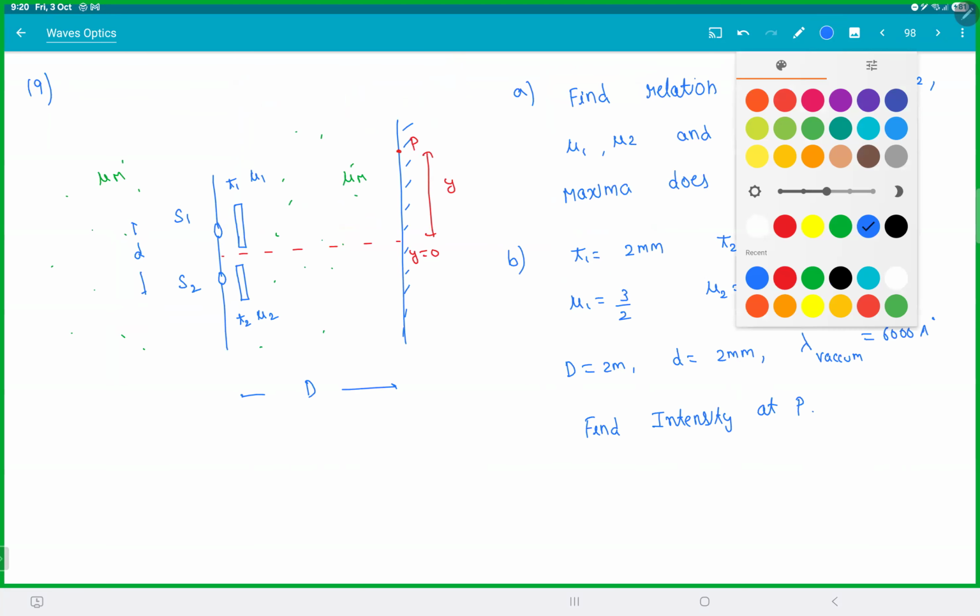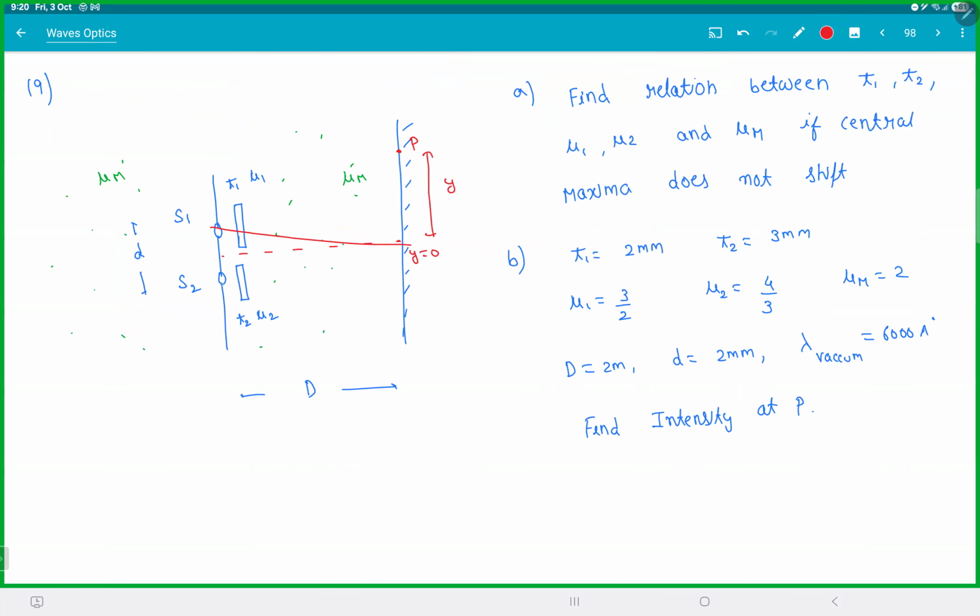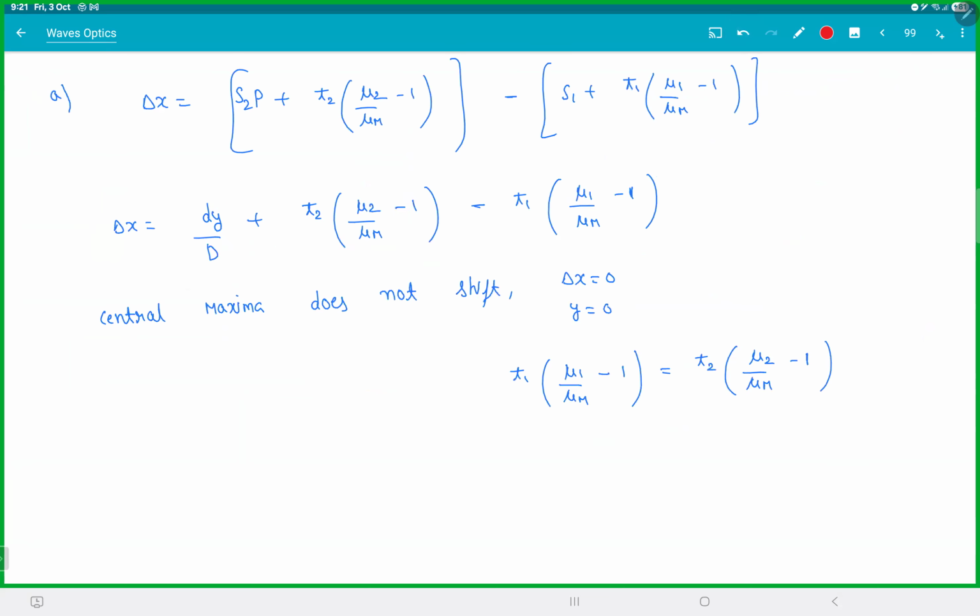There is a faster way to do this. This is what I'll do in the exam. At the central maxima, normally, if the slabs are not there, S2P is equal to S1P. Agreed? That means the reason why it is not shifting is because whatever shift is due to this slab, this is also shifting the same amount. Means both the shifts are equal. So T1 mu1 by mu medium minus 1 is equal to T2 mu2 by mu medium minus 1. Bas ho gaya, direct answer tha woh. You can argue like that and finish up without writing all the story. Is that making sense? Because S2P and S1P are already equal at y equal to 0, and you're saying there is no shift. Matlab, each slab must have shifted them by the same distance. So they must have been equal.